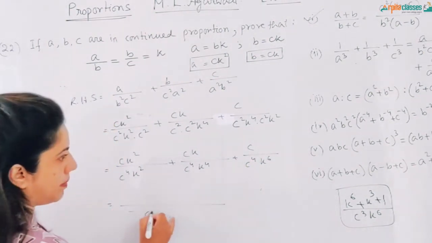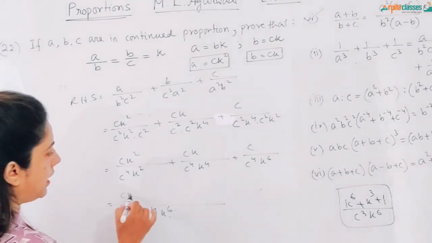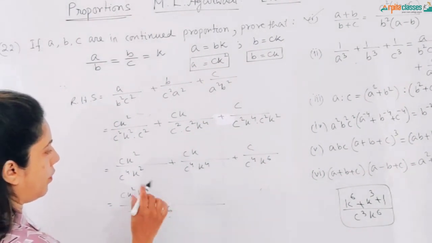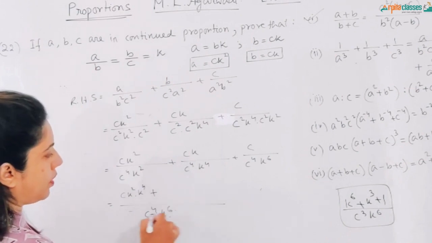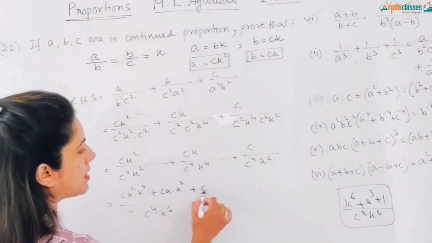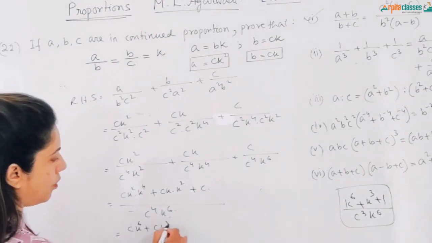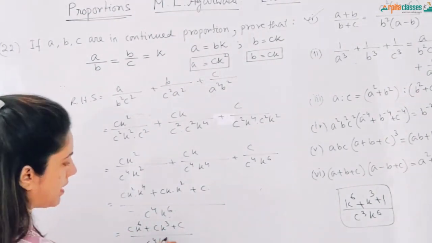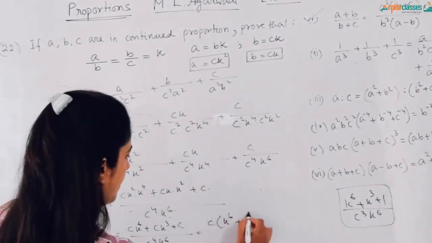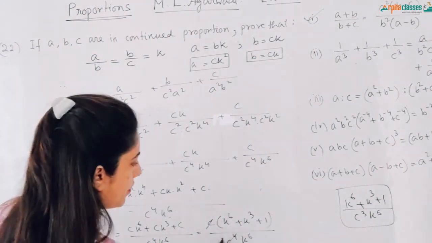So if I take the LCM, it will be c to the power 4 k to the power 6 as the LCM. So here I get ck square into k square, k to the power 4 plus c4 k4. So here I get ck into k square plus c into c, that's all. So here c k to the power 6 plus c k cube plus c divided by c to the power 4 k to the power 6. I can take c common from the numerator, so I get k to the power 6 plus k cube plus 1 divided by c to the power 4 k to the power 6. Here it gets cancelled, we get ck.